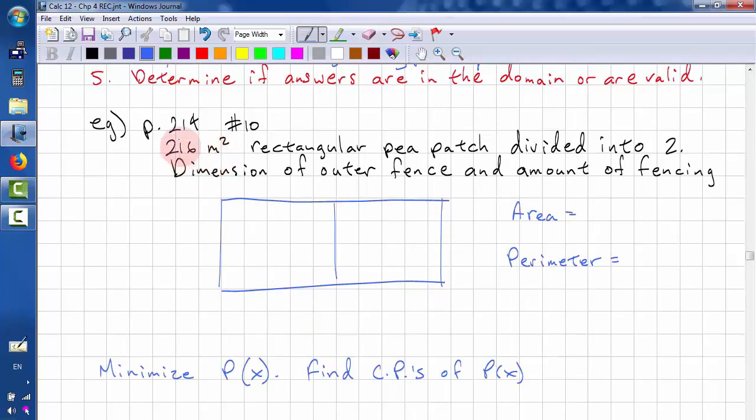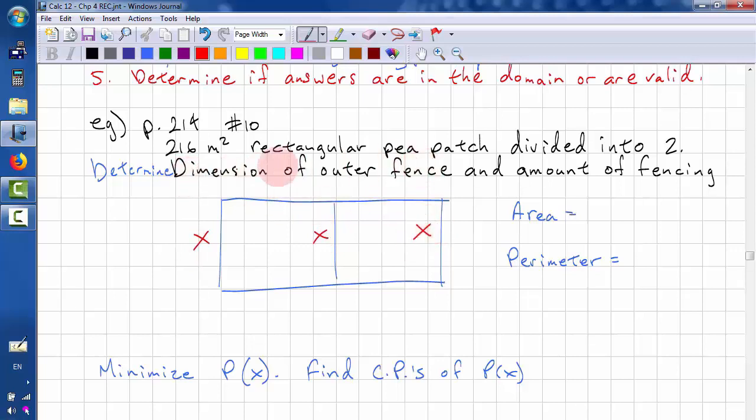Okay, let's look at the first question, page 214, number 10. A 216 square meter rectangular P-patch is divided into two, so you need to determine the dimensions of the outer fence and the amount of fencing. You need to decide what's going to be your variable. So we could have this length as x, this length as x. It's really up to you, but make sure you label things properly. So this is going to be x, this is going to be x, this is going to be x.